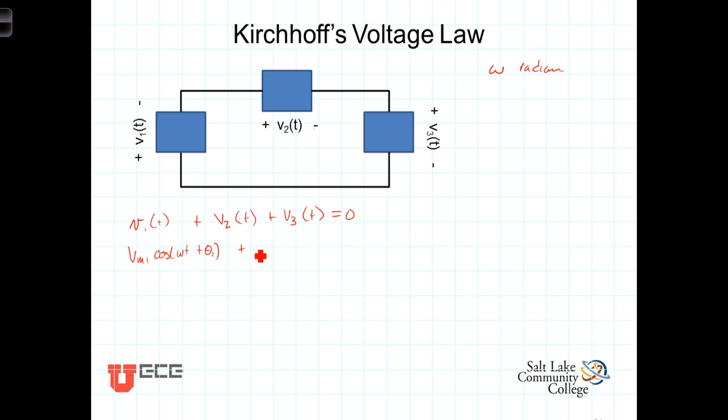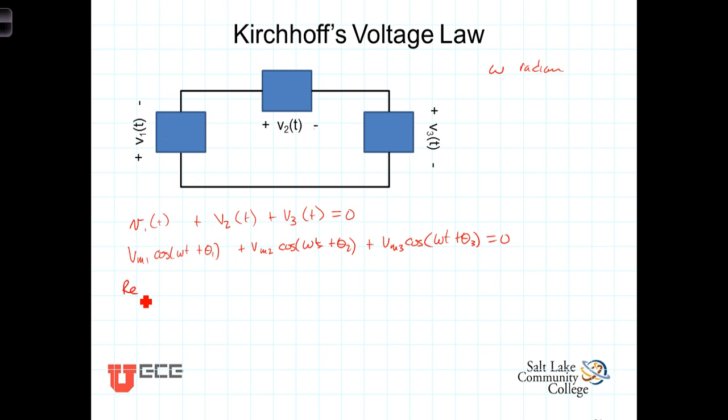Then plus V sub m2 cosine of omega t plus theta 2, it's the same omega, plus finally V sub m3 cosine of omega t plus theta sub 3. And the sum of those three terms has to equal 0. Now, let's represent these in terms of phasors.